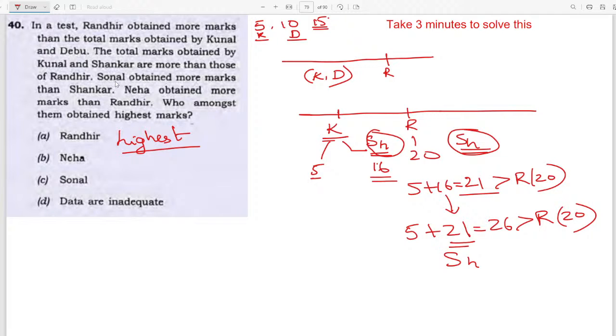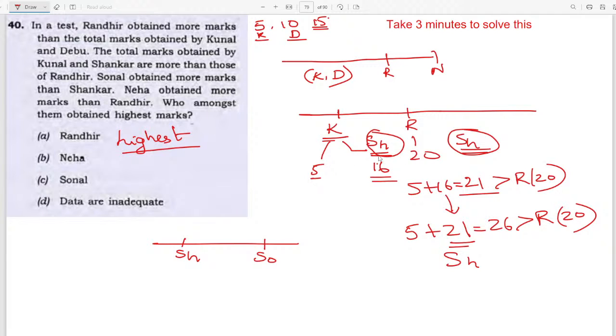And then they are saying that Sonal obtained more marks than Shankar. So this is Shankar, and Sonal obtained more marks than Shankar. And Neha obtained more marks than Randir. Randir is here, I'll just write Neha here. So Neha obtained more marks than Randir. Now they're asking who among them is the highest scorer.